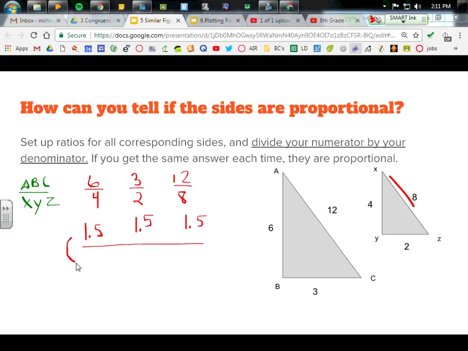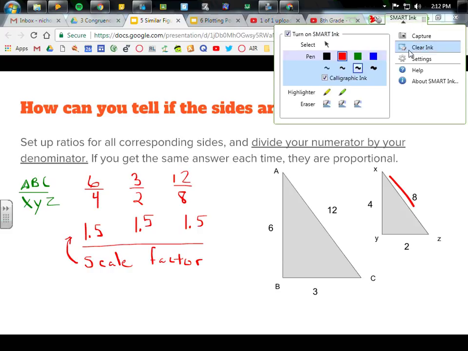Now this number right here is called the scale factor. If you only had the values from triangle XYZ and you needed to find the values for triangle ABC, you could multiply them by your scale factor. And then vice versa. If you had all the values for ABC, but you needed to find the values for XYZ, you could divide by the scale factor.